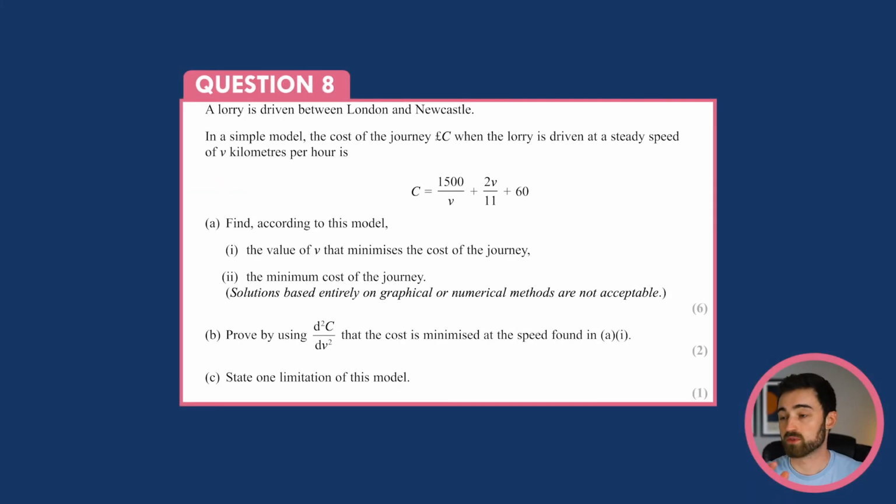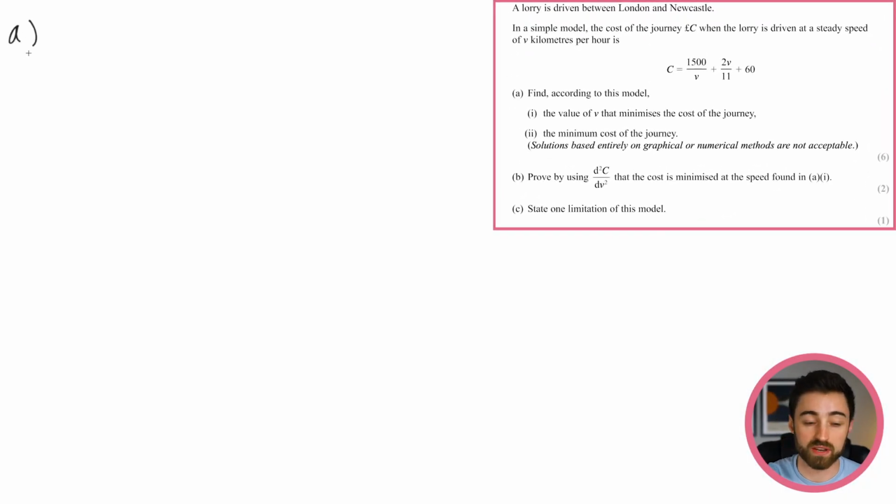A lorry is driven between London and Newcastle. In a simple model, the cost of the journey C, when the lorry is driven at a steady speed of v kilometers per hour, is all of that stuff. Find, according to the model, the value of v that minimizes the cost of the journey. Okay, so minimum, okay, part B says prove, sweet.